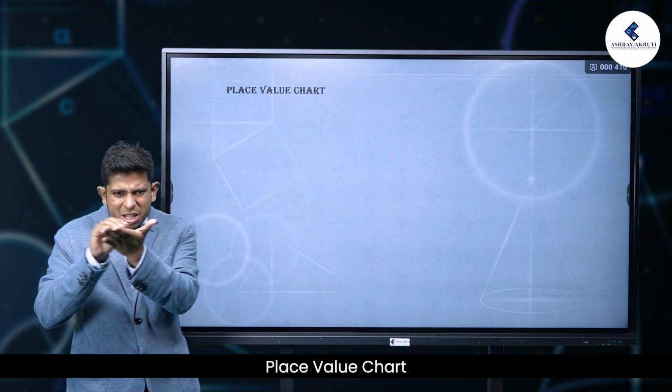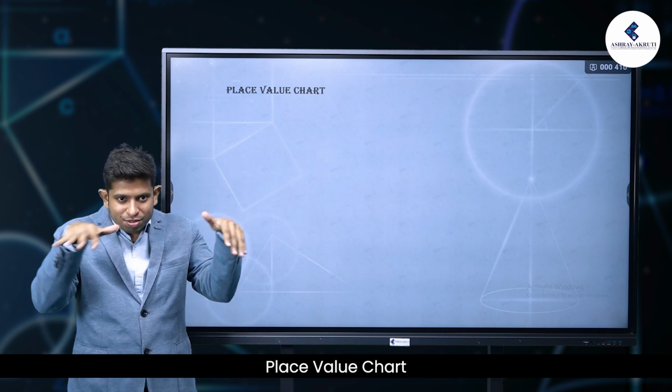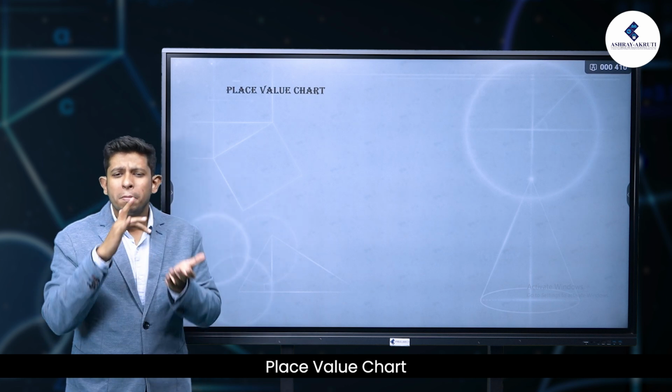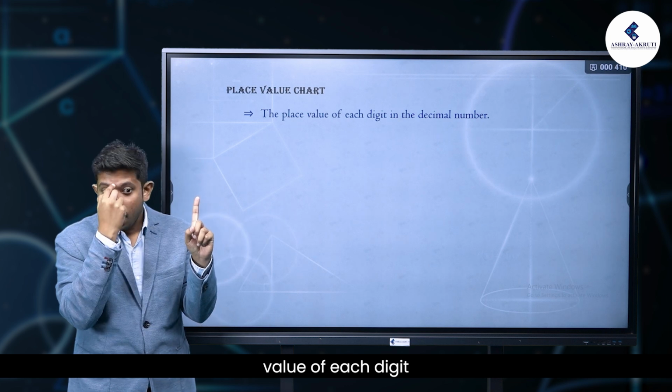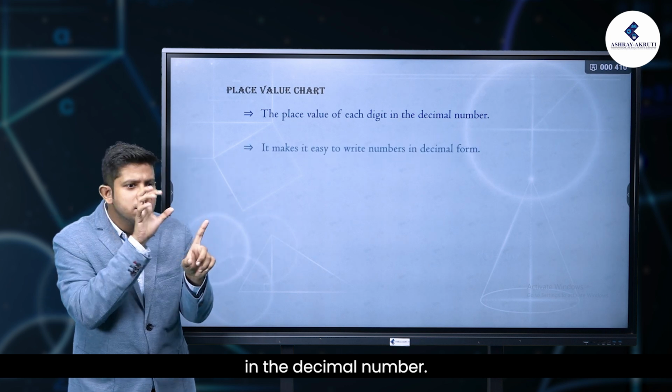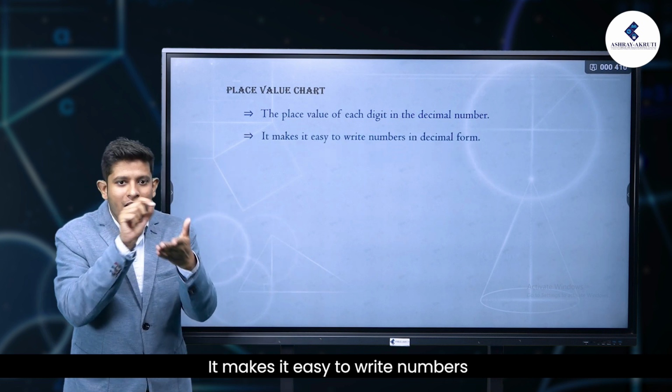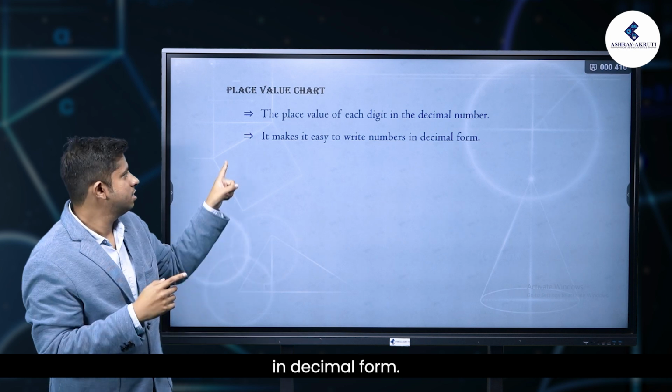Place value chart. This is the place value chart which tells the place value of each digit in the decimal number. It makes it easy to write numbers in decimal form.